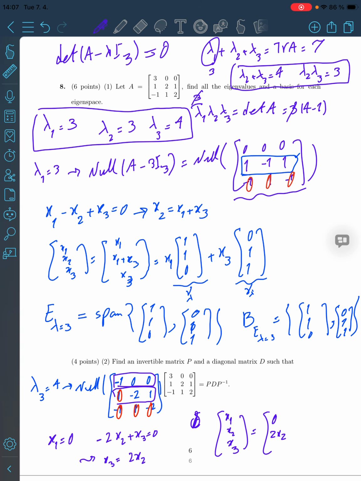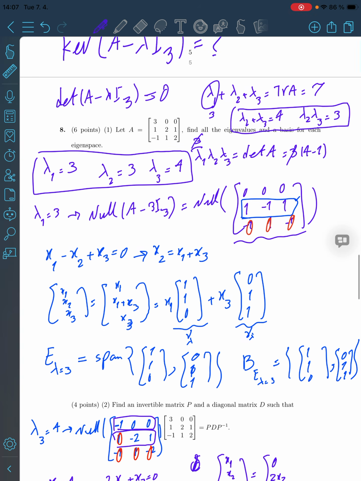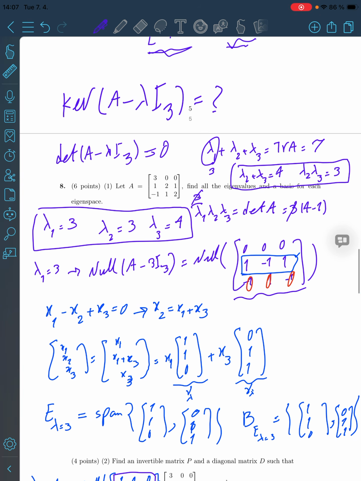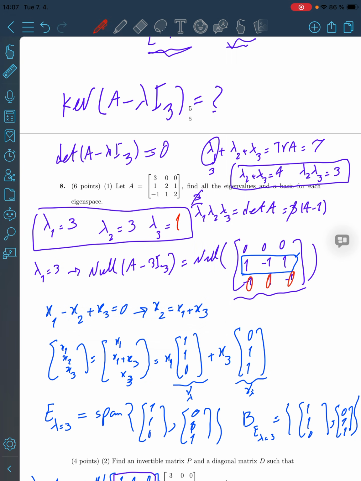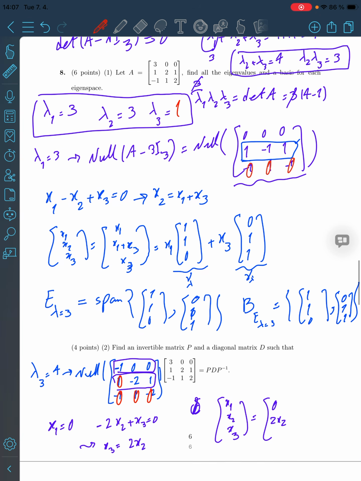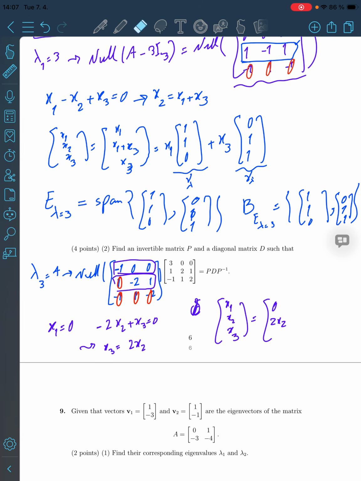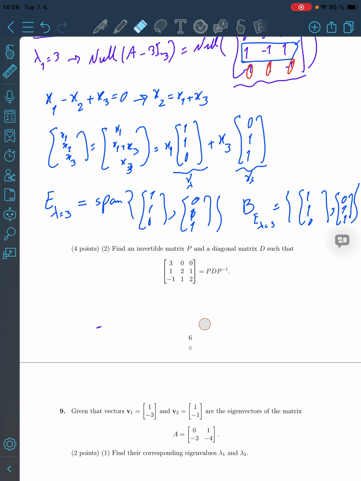Oh, I see. Okay, so I think that here, if I want to consider this one, lambda 1 is equal to 1. Sorry, my bad. So here it should be 1. And therefore, when I want to compute this null space here, I should basically compute, okay, sorry about the confusion. So here lambda 3 is equal to 1, so therefore I should compute the null space of A minus I3.